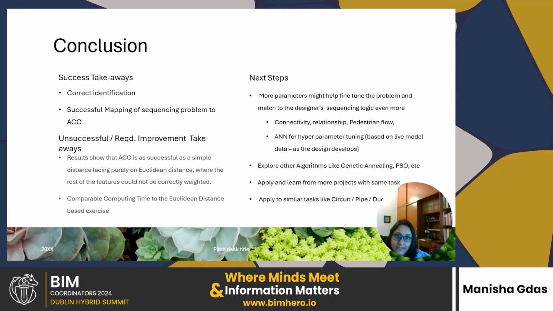The final conclusion, or the successful takeaways, would be that yes, it could correctly identify the sequence, and it could map the particular rooms correctly. Where we can improve, of course, is that ACO is only as successful as the simplest Euclidean distance problem for now, without the ANN fine-tuning of the parameters. And we would be looking at next steps where we take it to different kinds of solutions. We are looking at different algorithms as well, the particle swarm, genetic algorithm, etc.